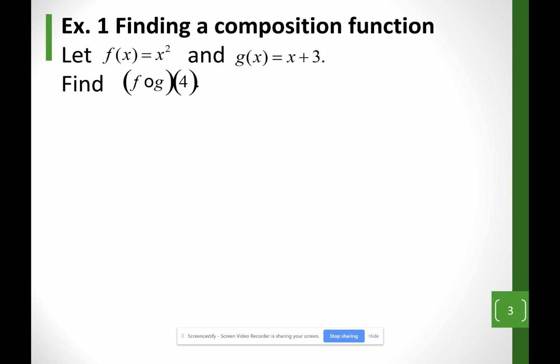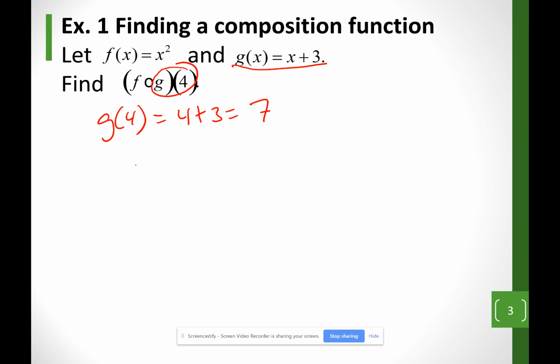But now we're going to get to work on this. So f of g of 4. The function f is x squared. The function g, we're going to do x plus 3. I'm going to start from the center, g of 4. I'm looking at the function g, and the variable is 4. So I'm looking at that as 4 plus 3. So g of 4 is 7.